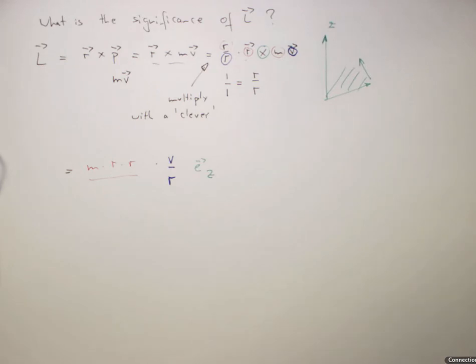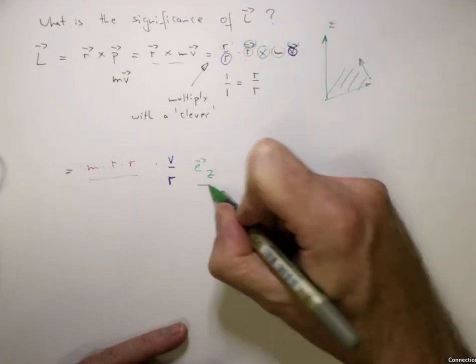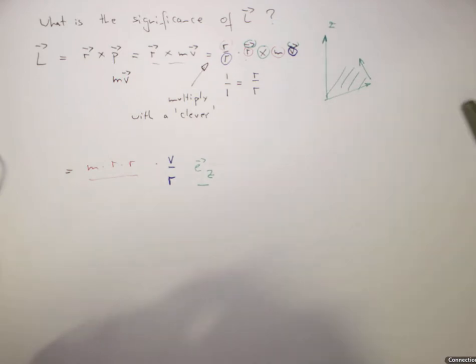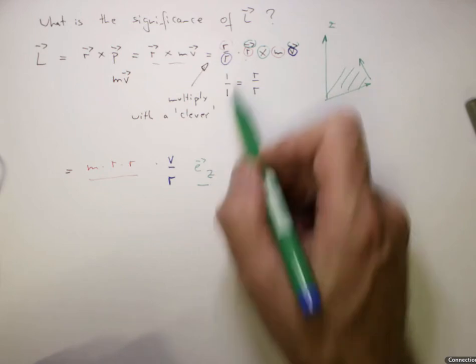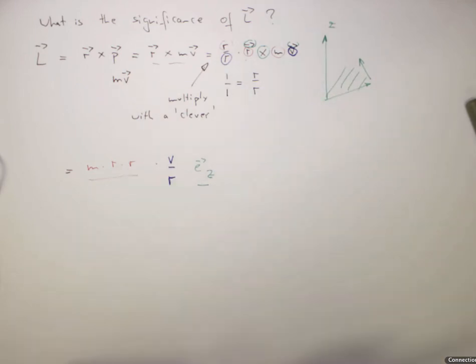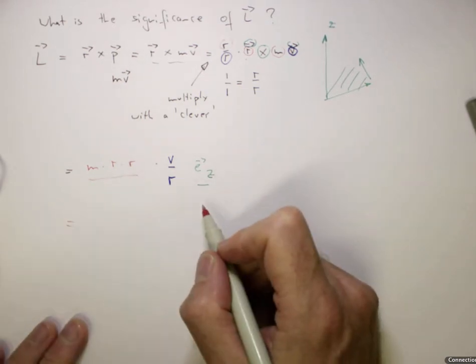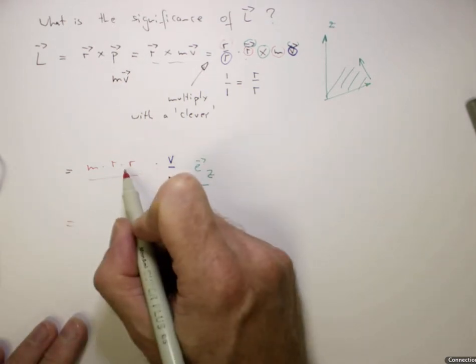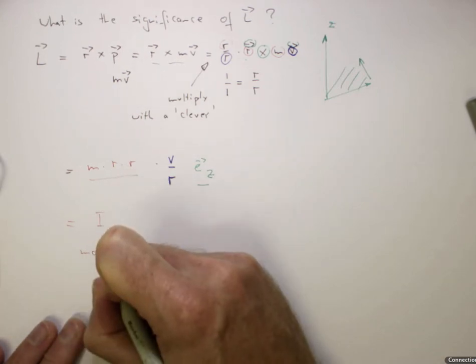And I might complete my color scheme here. So the vectors give us the direction. The v on the blue r gives us that, and the rest gives us m times r. Okay, now if we interpret this term, we find that m times r squared is nothing else than the moment of inertia.